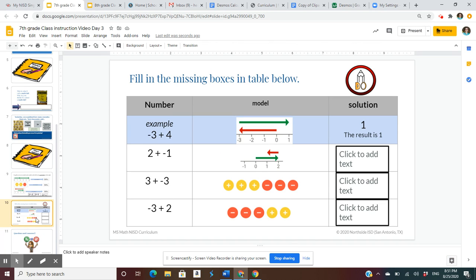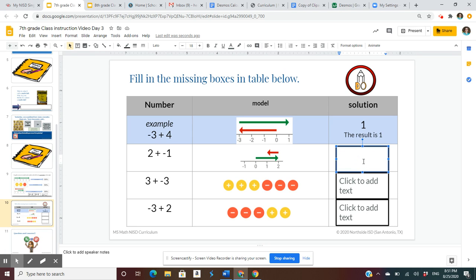The next slide that I want to talk to you about is this one that says fill in the missing boxes in the table. Notice how it gives you the model and the number sentence and it's asking you to type in the solution. When you click on it, it's going to get rid of the click to add text, and that's when you type in your answer. So if your answer was 5, you type in the number 5. It doesn't matter if you write the result is 5 or just leave the 5 there all by itself.